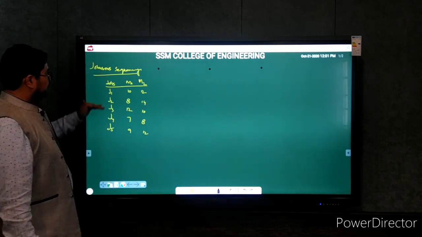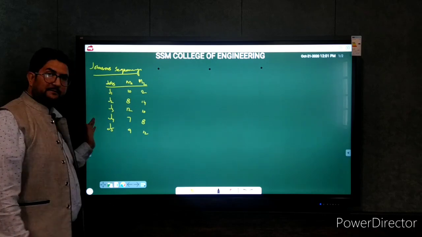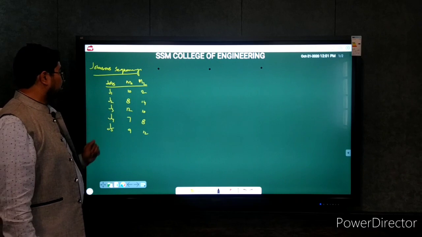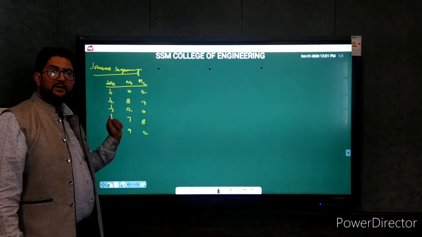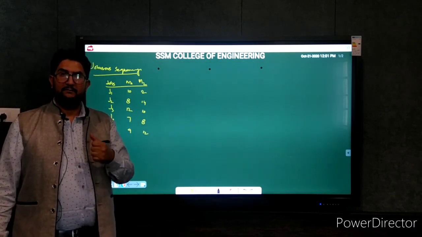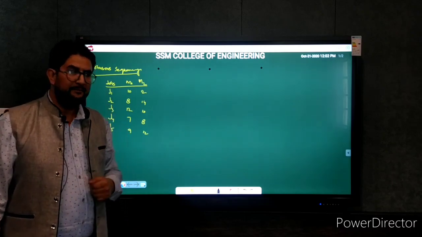Look at the problem. We have jobs J1, J2, J3, J4 and J5. We have two machines, machine 1 and machine 2. All these jobs have to undergo through these two machines, where first the work will be done on machine 1 and secondly the work will be done by machine 2.